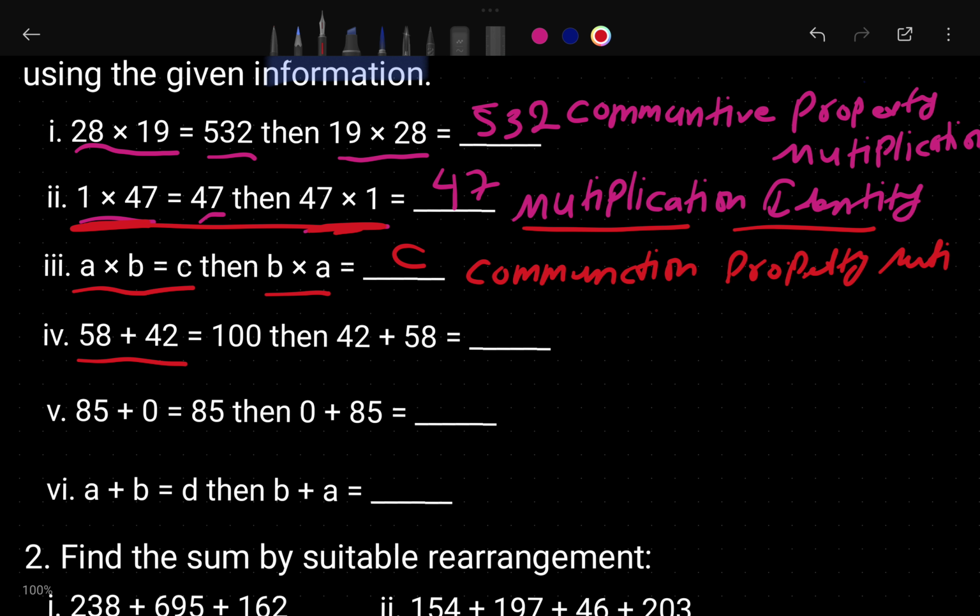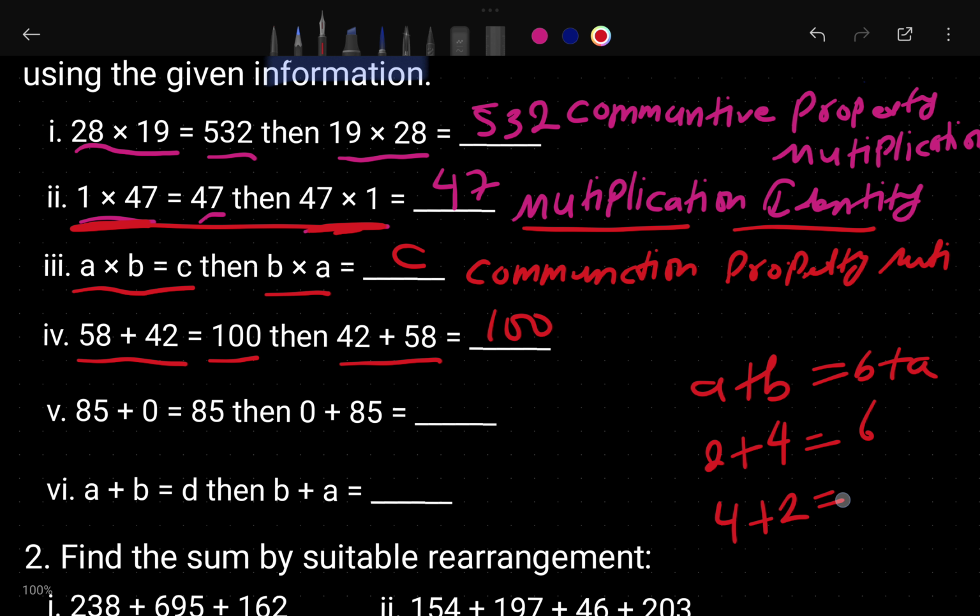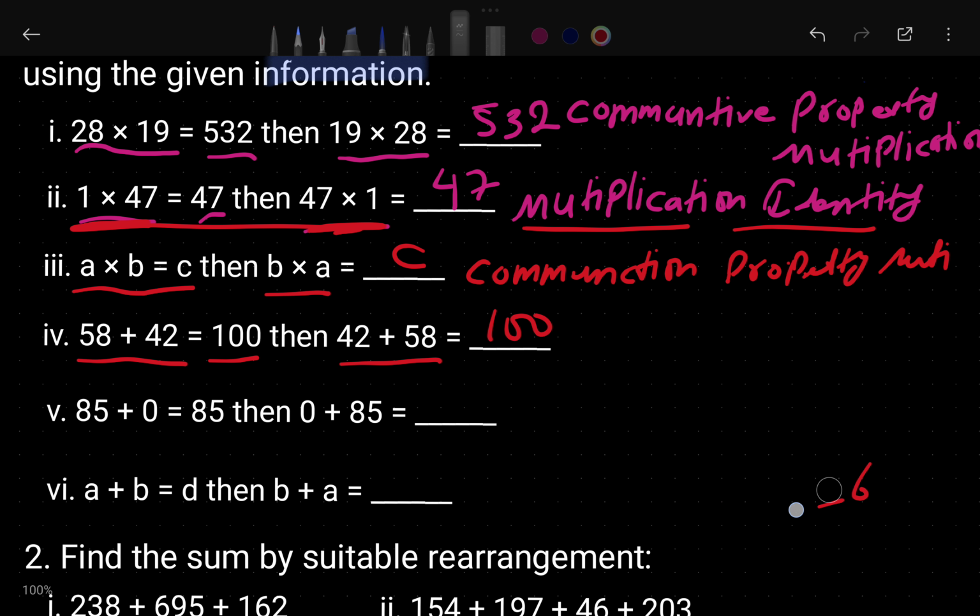Now this is 58 plus 42, that's 100. 42 plus 58 is also going to be 100, because we know that a plus b is always b plus a only. How? Because 2 plus 4, if you add, is going to be 6, or 4 plus 2, if you add, is also going to be 6 only. So which type of property is it? Is it additive, commutative addition? Sorry, this is the commutative property of addition. Once you write that, commutative addition, I will write directly here.